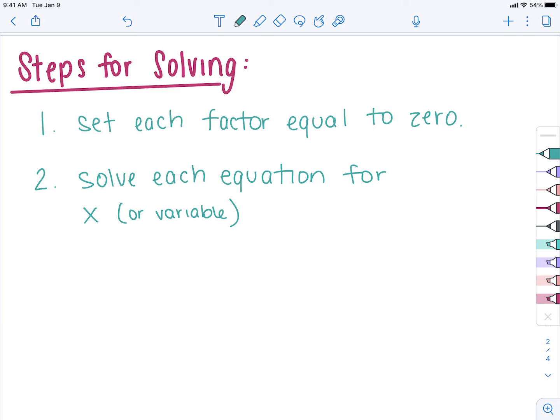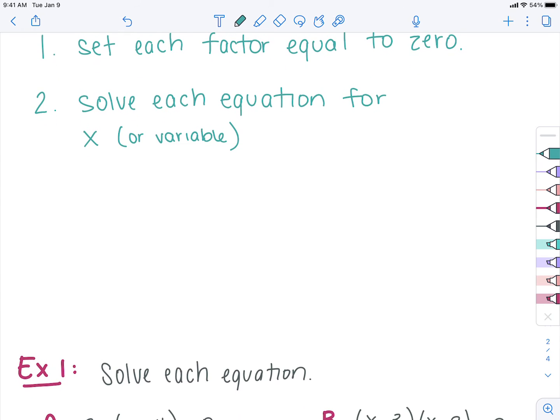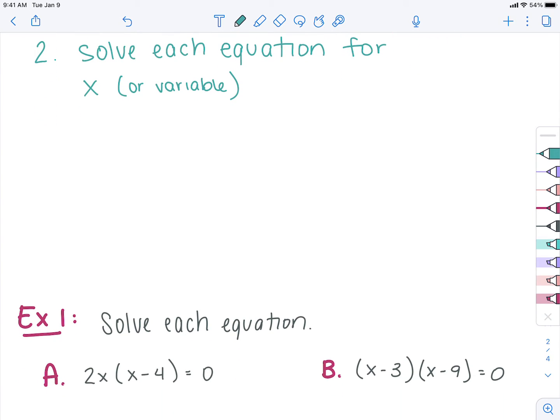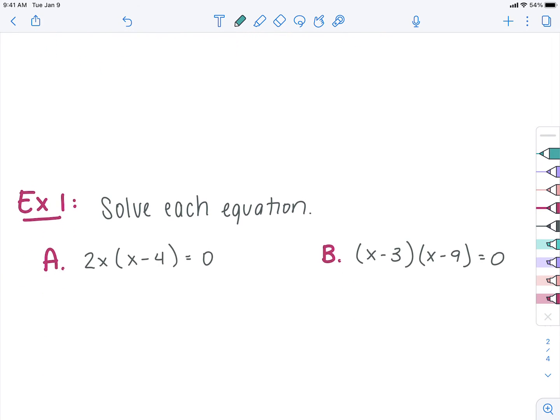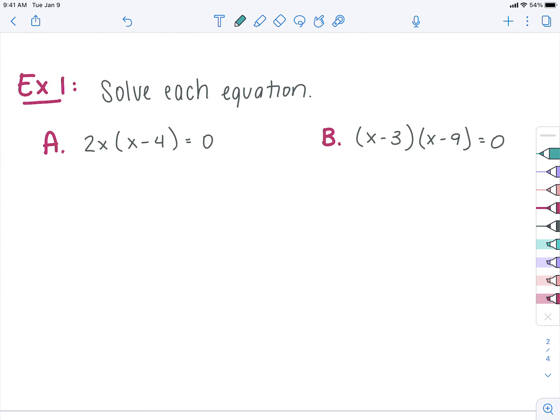All right, you ready to actually see them? So if we want to solve each equation, the first one wants us to take 2x times x minus 4 equals 0 and solve for x, which looks a little bit intimidating because we've got 2 x's in there, right? It's not like we're used to. It's not where things are adding and subtracting and we can just move them to the other side.